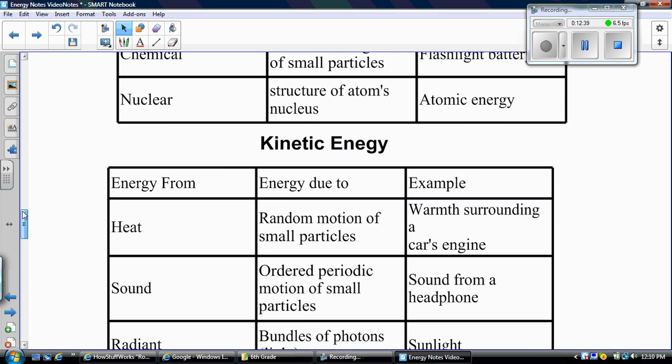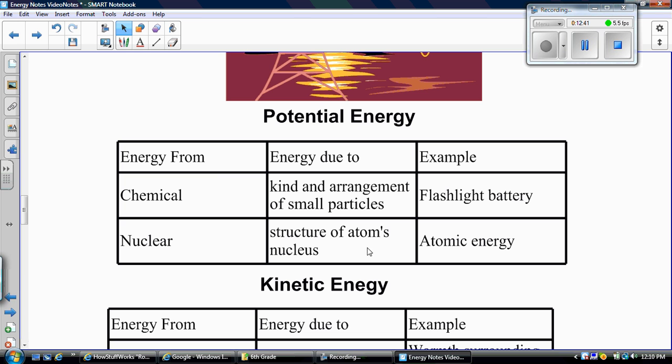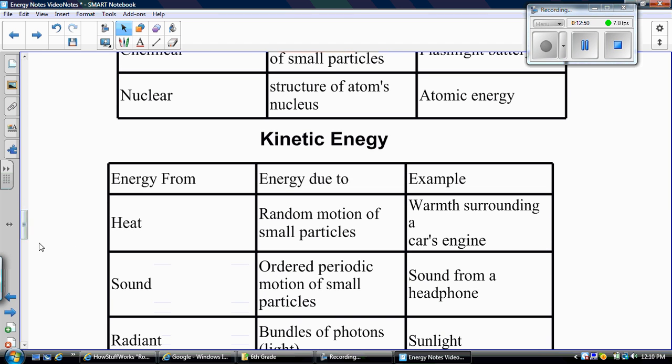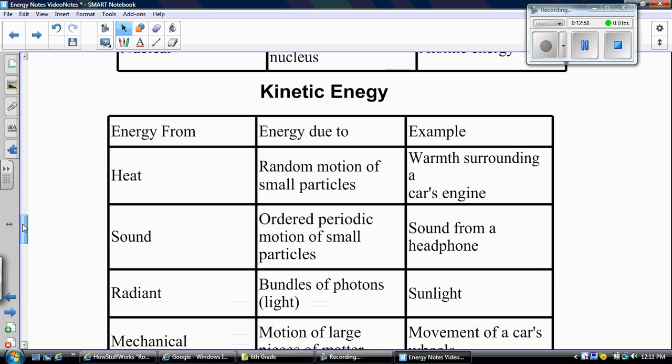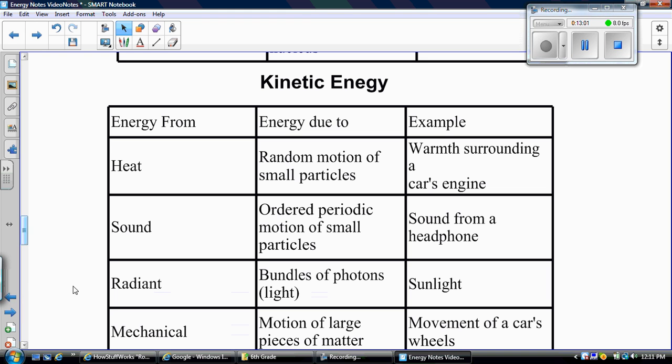Okay, so before we move on, we're going to talk about how these forms of energy can be converted from one to another. So chemical energy can be converted into types of kinetic energy. Chemical can be converted into mechanical energy. Nuclear energy can be converted into heat. And then if you look, you can also do kinetic to kinetic. Heat can be converted into radiant energy. Mechanical movement of the car wheels can also be converted into sound. So all these types of energy can be converted to each other. So we're going to look at some examples for that.